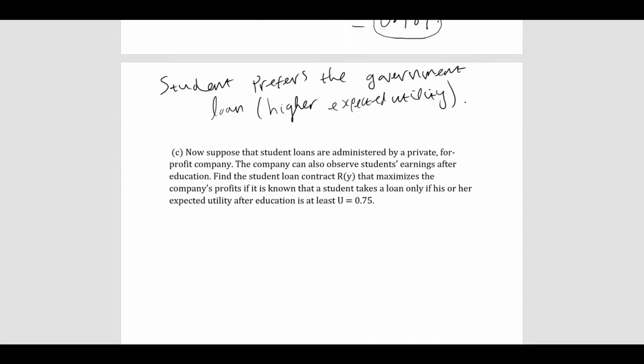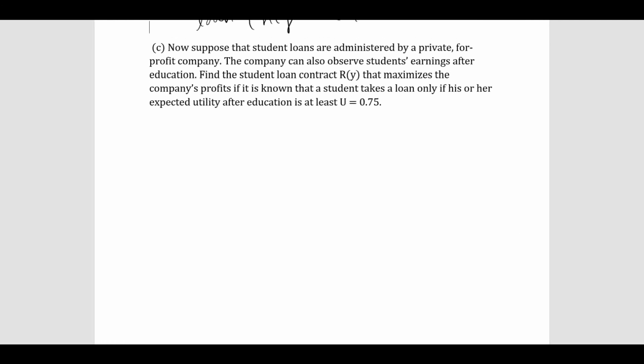Okay, so the last bit of the question, we're doing a very similar thing to part A, just this time with a company. So now suppose that student loans are administered by a private for-profit company. The company can also observe students' earnings. Find the student loan contract R of Y that maximizes the company's profit. So this time we want to maximize what the company gets, right? If it is known that a student takes a loan only if his or her expected utility after education is at least 0.75, basically it's saying that they're only going to give out these loans to people that are likely to pay them back. So we can avoid subprime mortgage issues and everything, although this isn't to do with mortgages.